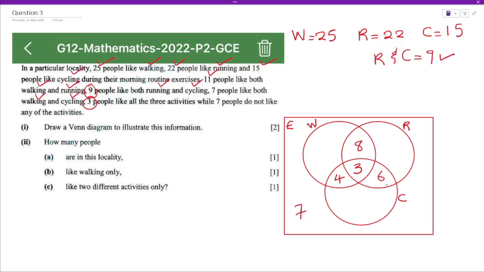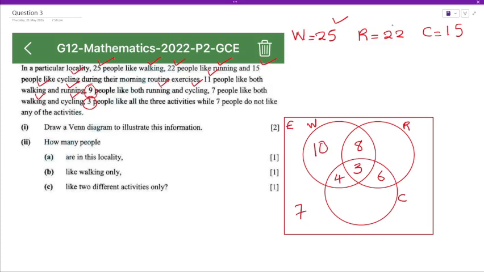We now go to the actual sets. Walking alone, the entire set for walking should have 25. Already we have an 8, we have a 3 there, we have a 4. So we add what we have and then subtract from 25. So I'm going to say 4 plus 3 plus 8 gives me 15. 25 minus 15 should give me a 10. Okay. So the 10 is the one we're going to put here.